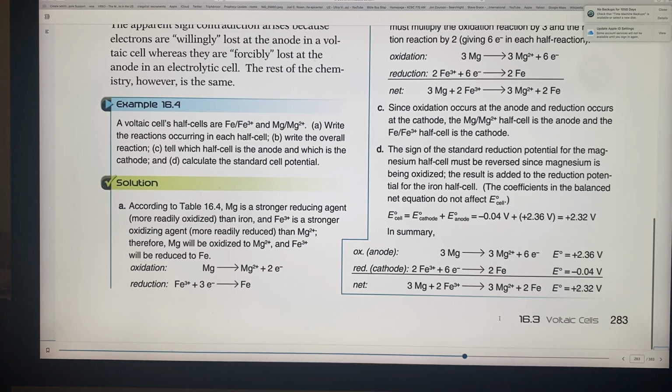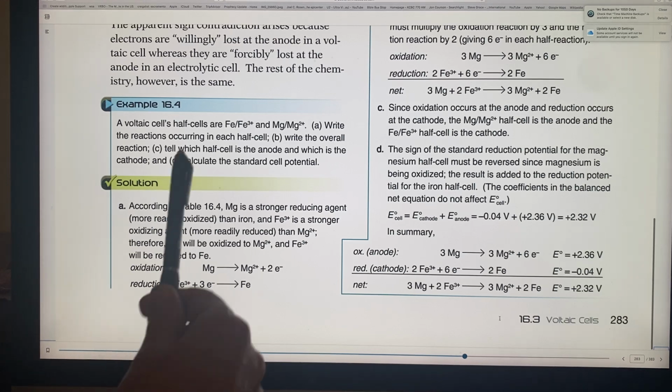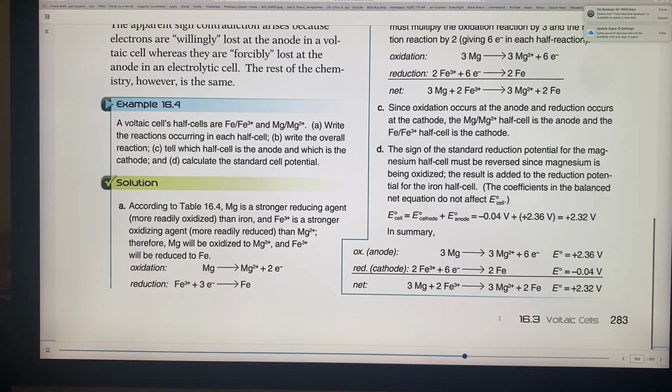The question is, a voltaic cell's half cells are iron, an iron ion of 3 plus, and magnesium, which is 2 plus. So they're both going to be wanting what? They're positive, so they're going to be wanting electrons. Write the reactions occurring in the half cells, write the overall reaction, tell which half cell is the anode and which is the cathode, and calculate the standard potential. Okay, this sounds like a lot of stuff, but it's not going to be as hard as we think.